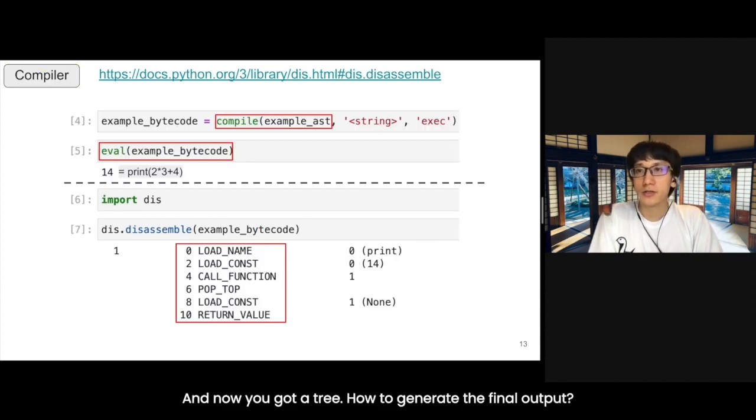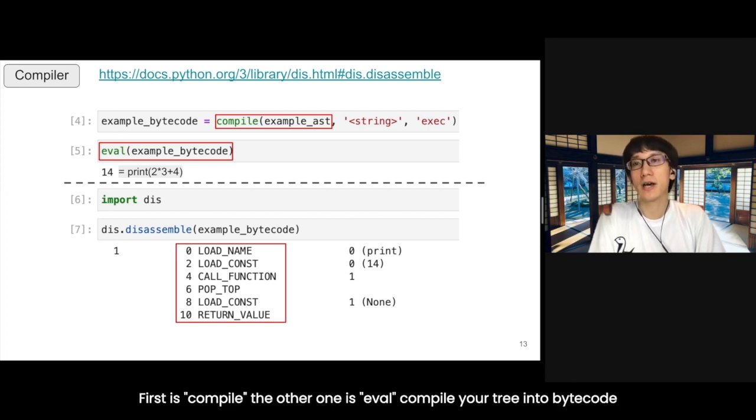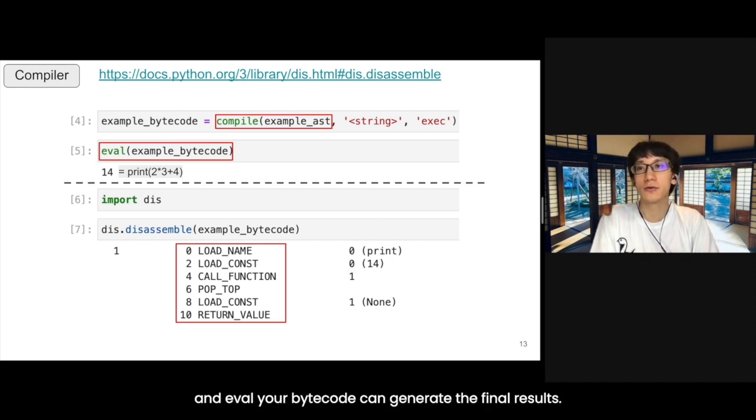Now you have a tree. How do you generate the final output? There are two built-in functions to help you. The first is compile, and the other one is eval. Compile turns your tree into bytecode, and with eval on your bytecode, you can generate the final result. If you are interested in the details of bytecode, you can use a module called dis, and its disassemble function will take your bytecode as an input and generate the detailed execution steps.